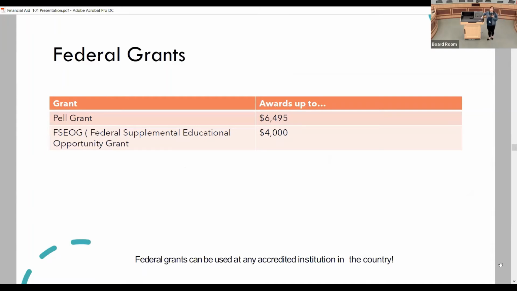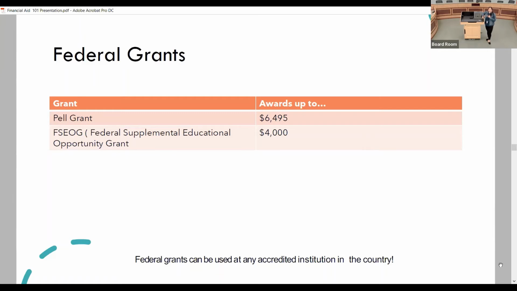Now, part of your FAFSA is the Pell Grant, which is our federal grant. So this is federal money. This is money you can take wherever you want in the United States. I can take this one to Arizona, to Texas, to New York, wherever. And I can tell you every year this Pell Grant goes up at least $100, but this year it went up $200. So the maximum Pell Grant is $6,495. It's the highest it's ever been.